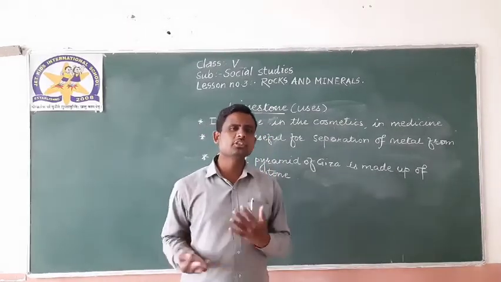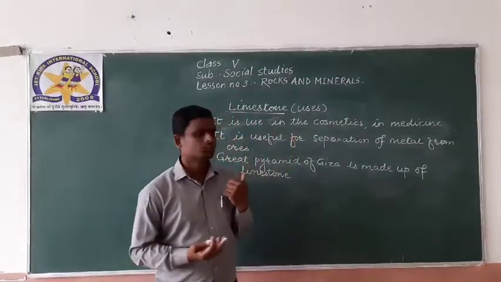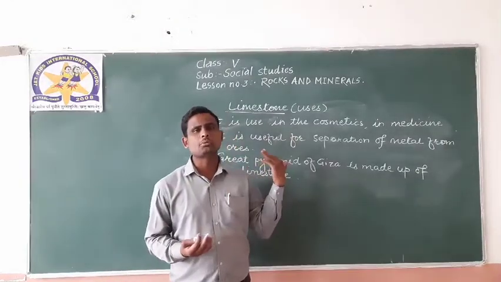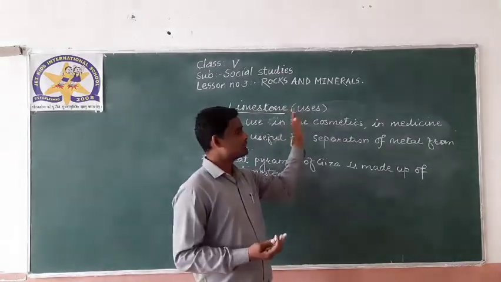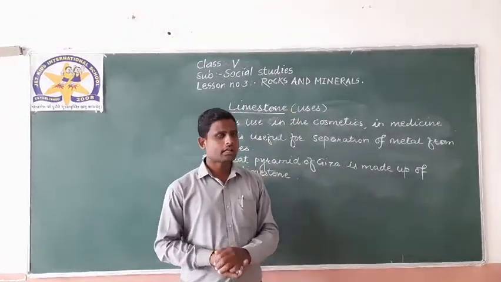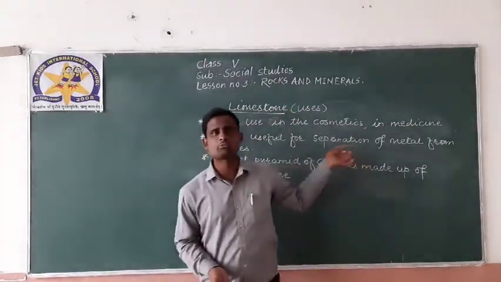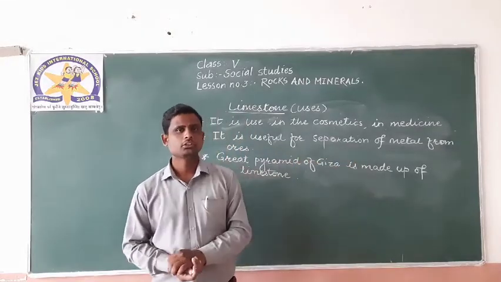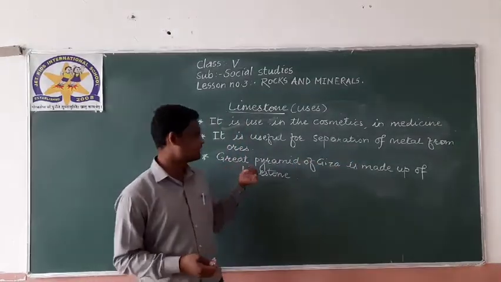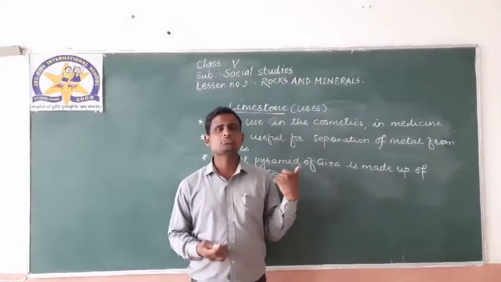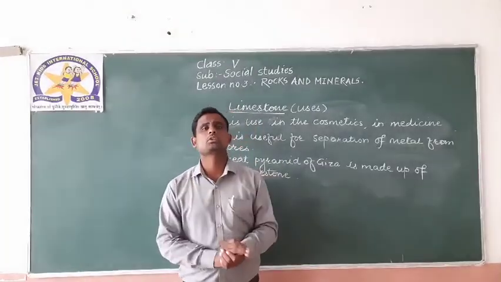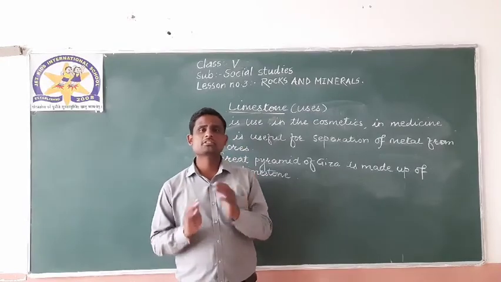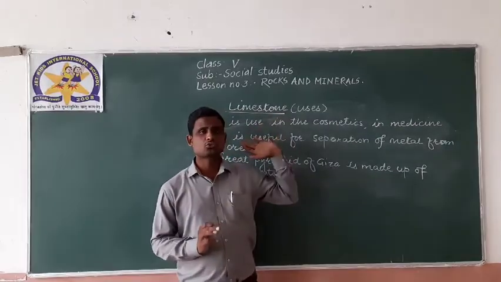And there are different uses of limestone. It is useful for making medicine and cosmetics also. After that, for the separation of metal from ore, it is important. And last one, the Great Pyramid of Giza. It is made up of what? Limestone. So here we have completed today's point, limestone.